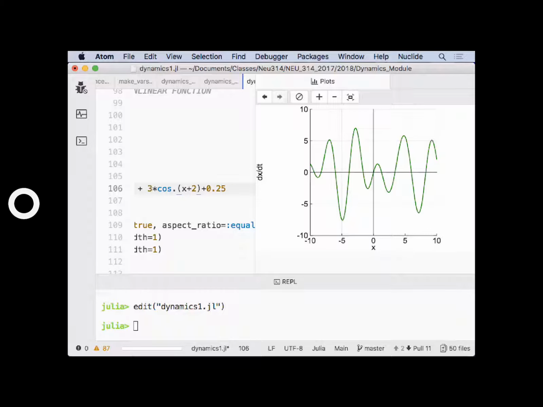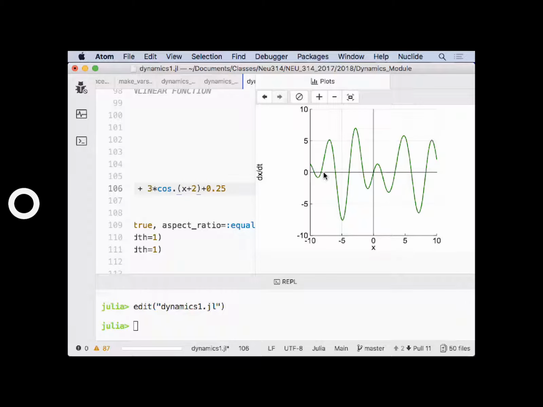But now I want you to think about what will happen for values of x that start at different points. What are their dynamics going to be? How are they going to change? How are they going to evolve as a function of time? And we can read that off of this graph.